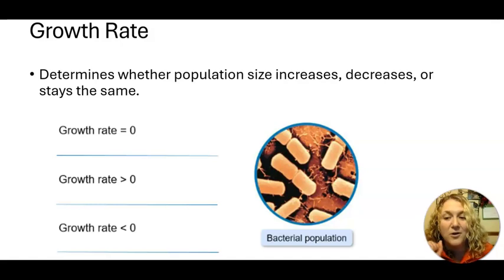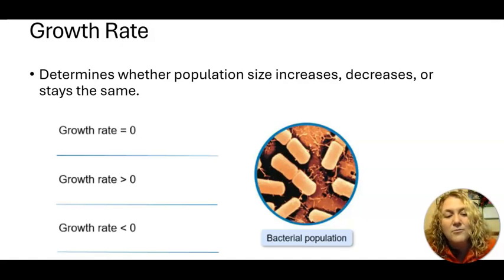So moving on to our third way to describe a population is by describing the growth rate. And the growth rate determines whether a population size is increasing, decreasing, or staying the same. So when we see that a growth rate is 0, do you think that would mean that the population size is increasing, decreasing, or staying the same? If you said staying the same, you are correct. So growth rate equal to 0 means staying the same, and you can write that down right there on the blue line.